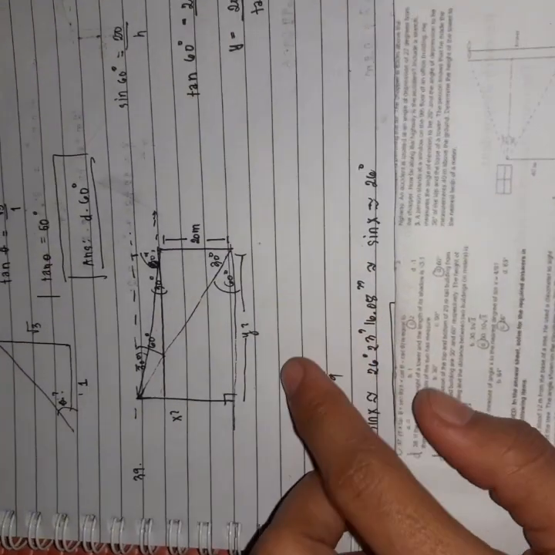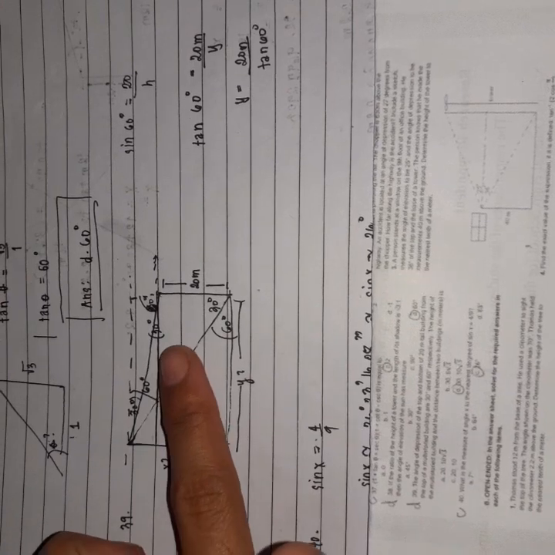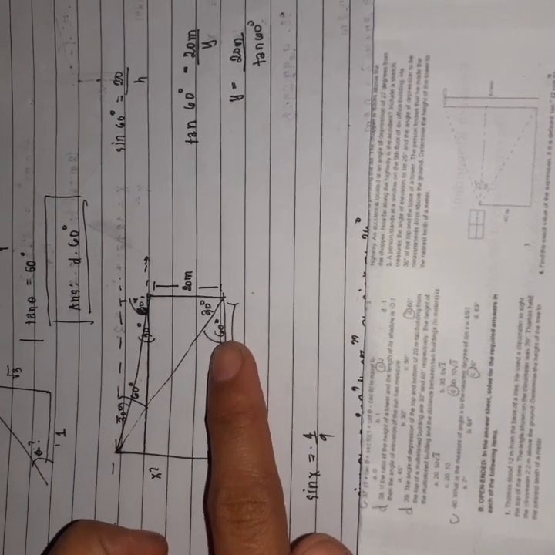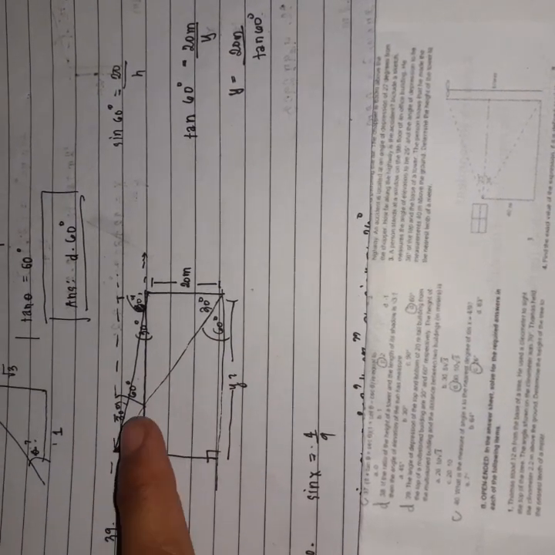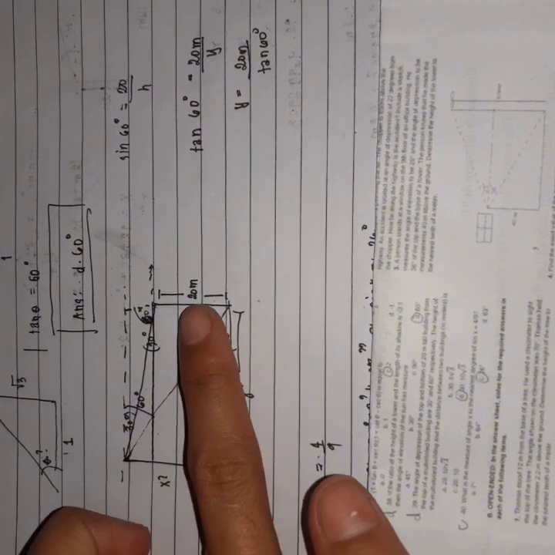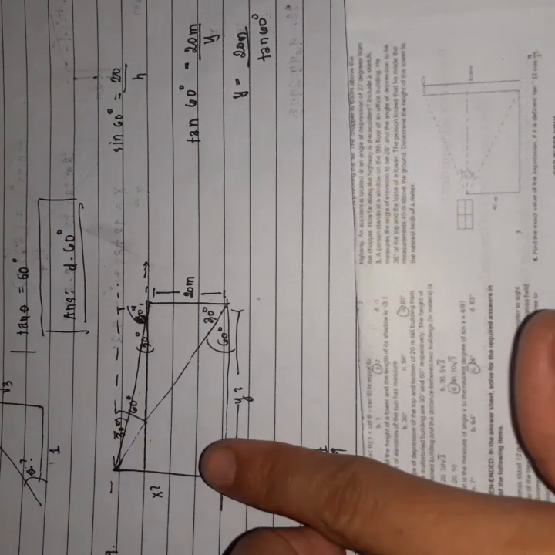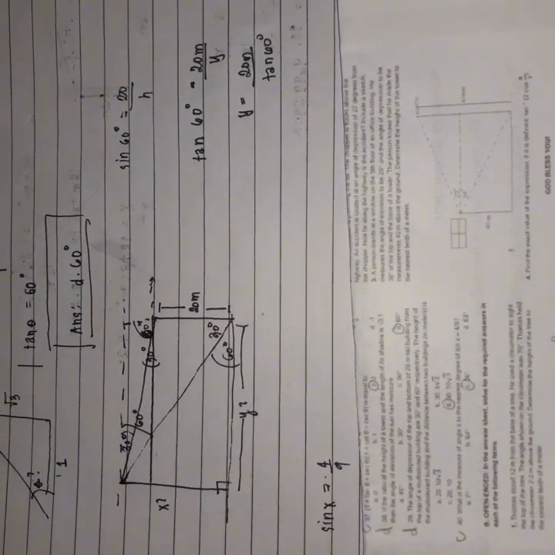Now, since we are given 30 degrees, corresponding sides is 30, 60 is to 60, then we can use the opposite over the hypotenuse. The opposite here is 20, and our hypotenuse is not given.